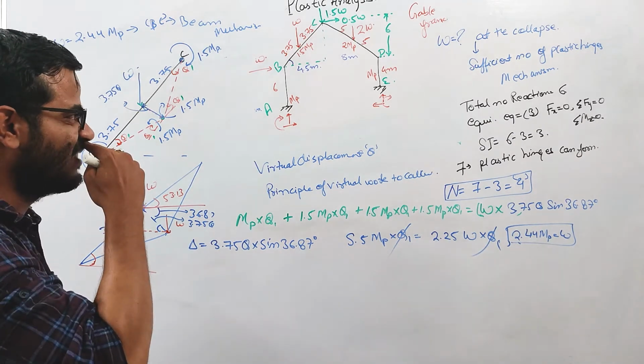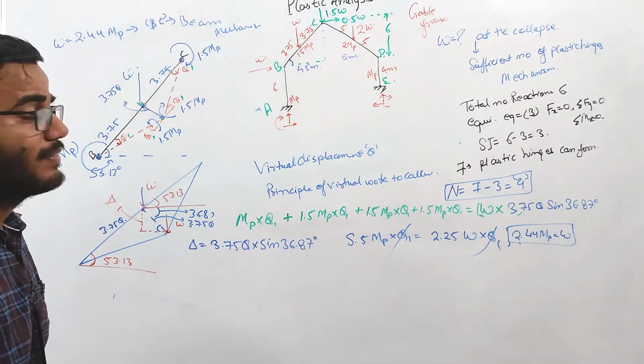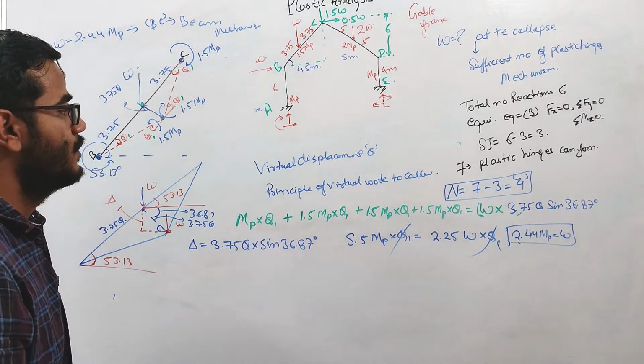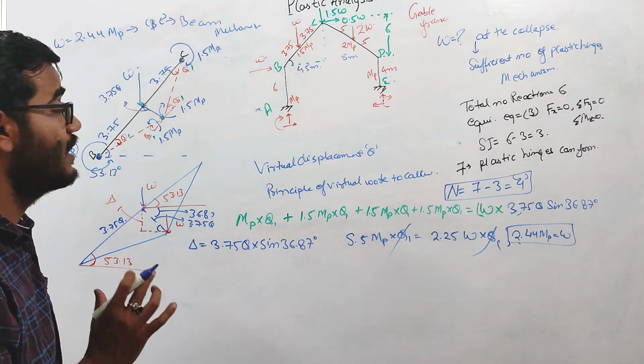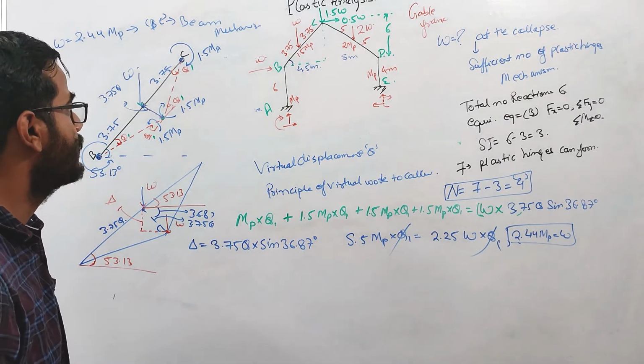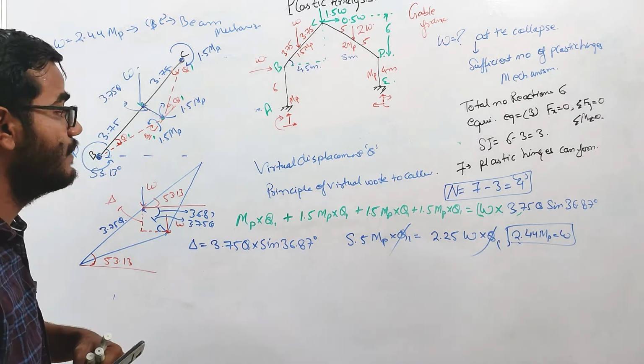We have to check all the cases. First for the sway, then for the Gable mechanism, then for the combined mechanism. So you cannot say that this is the answer. We need to check other mechanisms also, right? So this is the beam mechanism in this BC member.